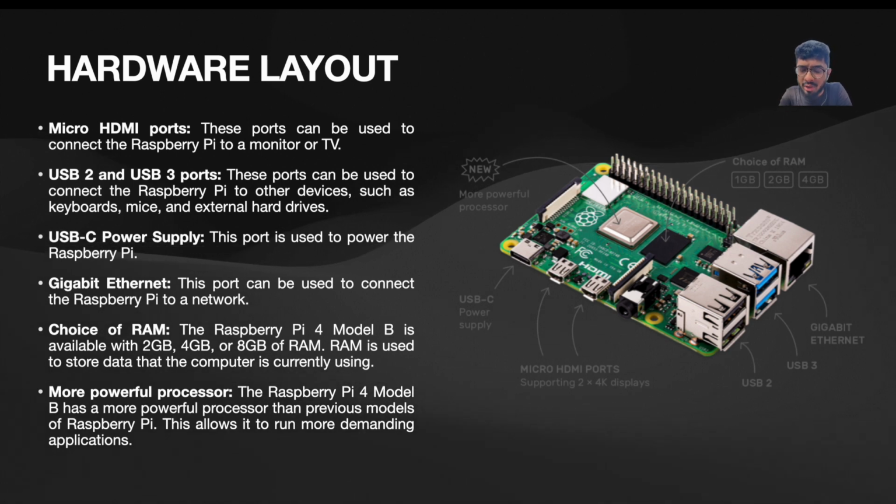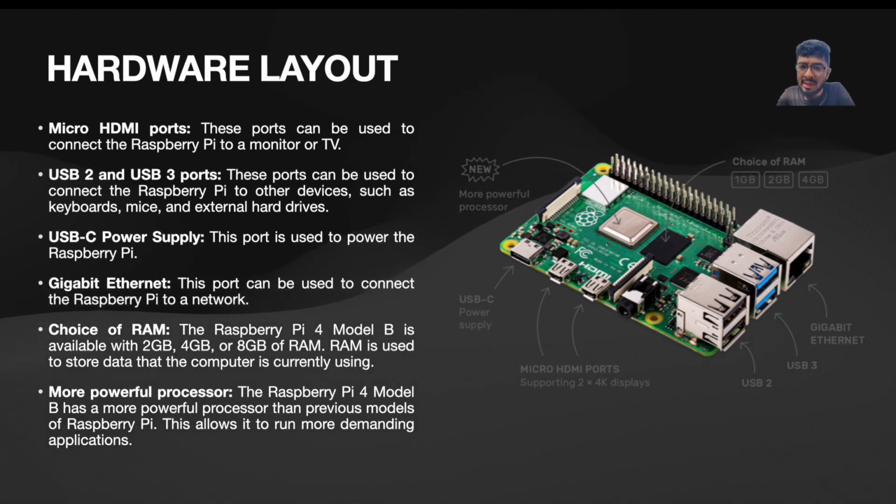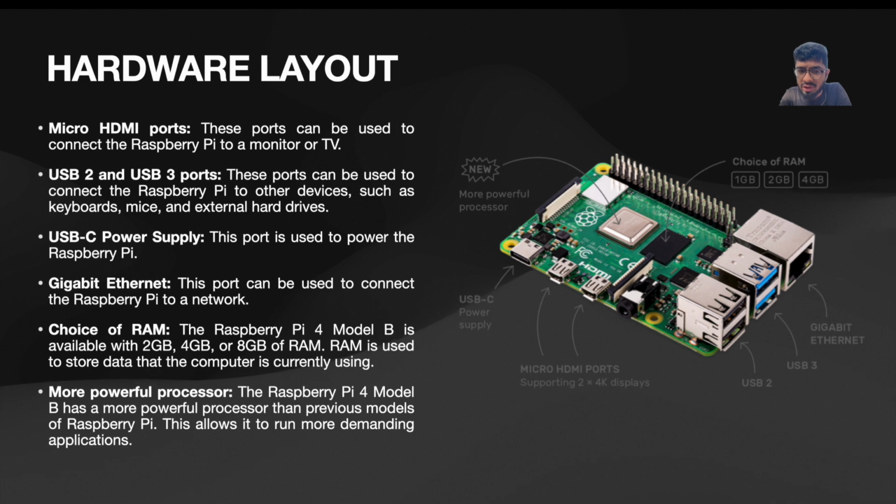Coming to the explanation part, we have micro HDMI ports, which, as I told you, we can use for adding more and more monitors to our system. And then you have USB 2 and 3. USB 3 is comparatively faster than 2, and it can be used for connecting an HDD, or if you want to add any solid state drives. And then you have the USB-C power supply, as I told you, which is a new thing in our Raspberry Pi 4. You have gigabit Ethernet, different choices of RAM, and then we have a more powerful processor in the Raspberry Pi 5. The processor is extremely fast.